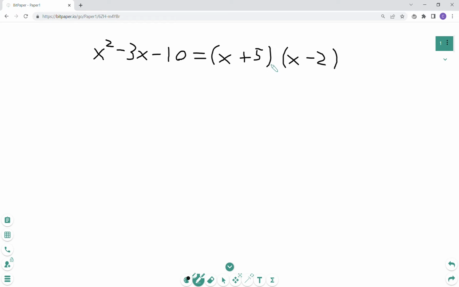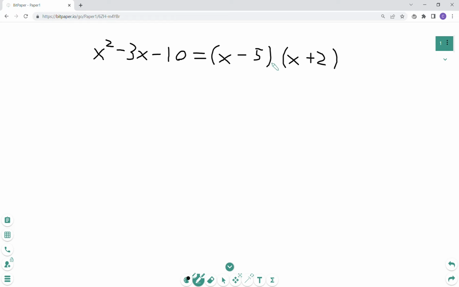All we got to do is change the signs here. So I'll make the positive 5 into negative 5, and then I'll make the negative 2 into a positive 2. And now let's test this. If I multiply the numbers together, I have negative 5 times positive 2, which gives me negative 10. And if I add them together, I have negative 5 plus 2, which gives me negative 3. So that means this is the correct factored form.